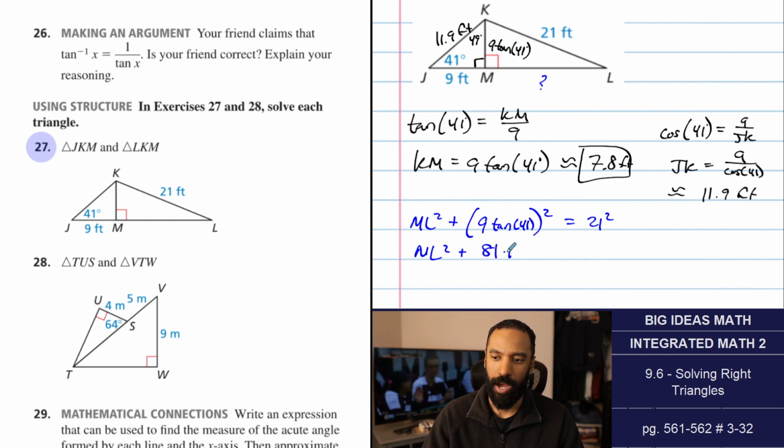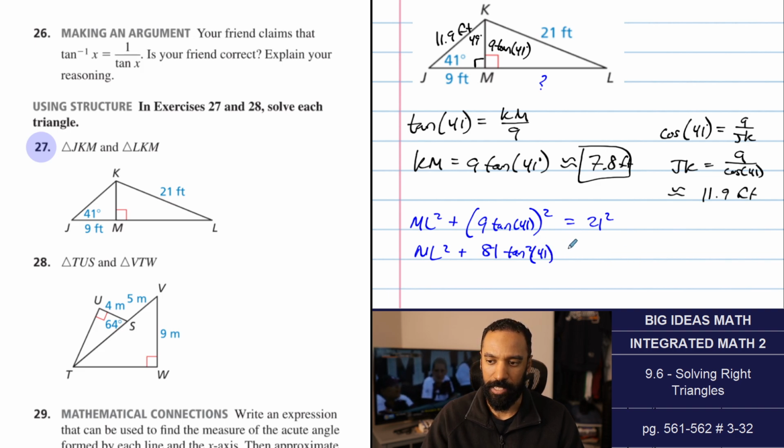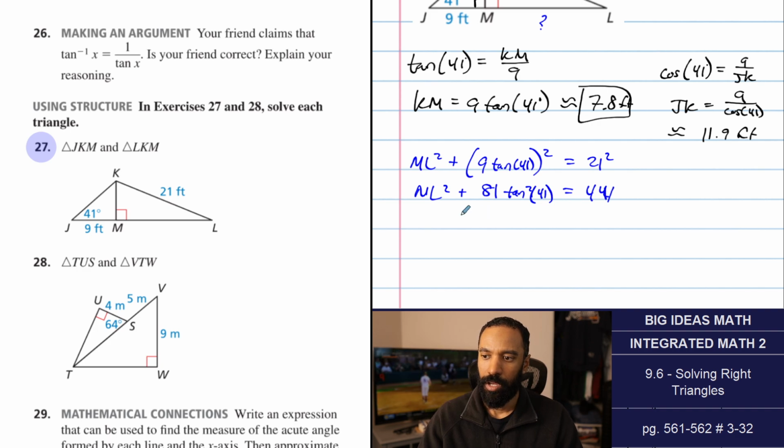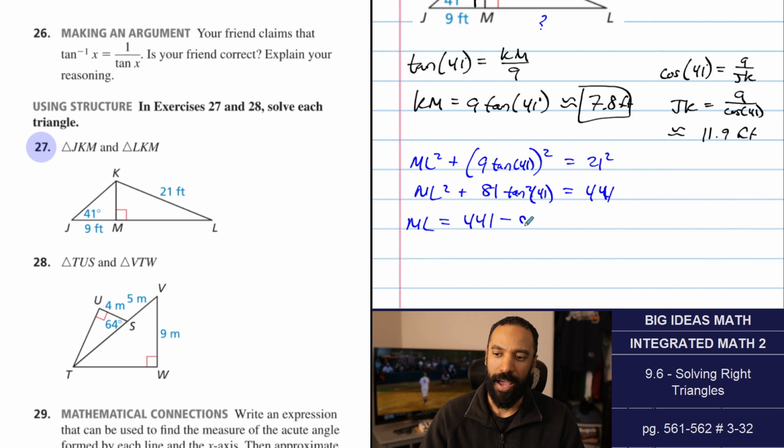So this is 81 times tangent squared of 41. I'm still writing exact. I'm not going to round early. And this is 441 if I know my perfect squares here. So ML squared is 441 minus 81 times the tangent squared of 41.